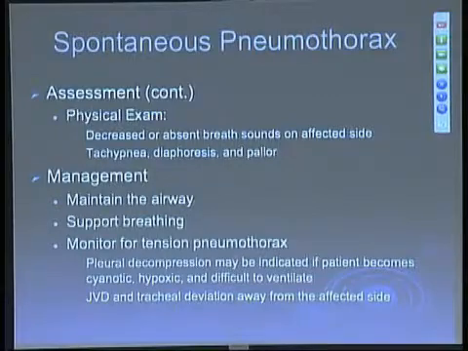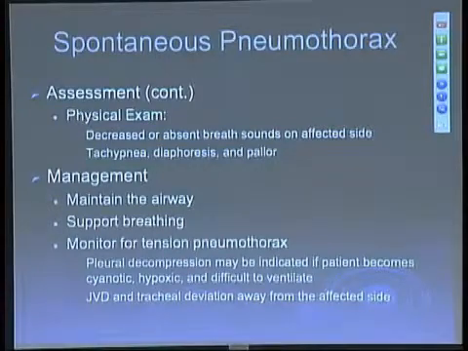Tracheal deviation and jugular venous distension occur in tension pneumothorax. JVD occurs, but tracheal deviation is such a late sign, and it's best picked up by X-ray, that I don't want you to hook on it. I want you to go on the symptoms of the patient. If the patient's not doing well with their O2, they're getting more tachypnic, they're getting more difficult to take a breath, they're becoming more agitated, just go ahead and needle the chest. Second intercostal space, mid-clavicular line.